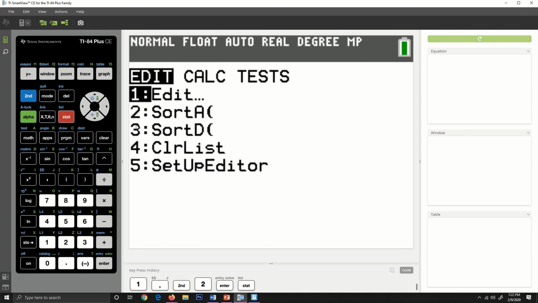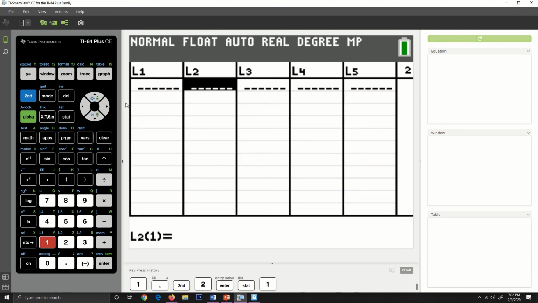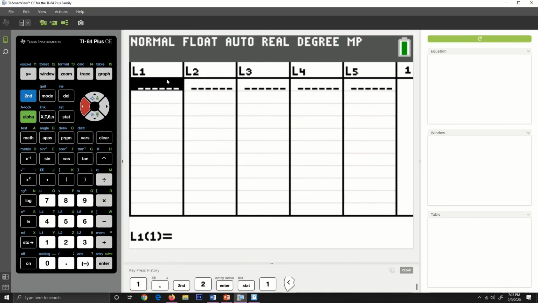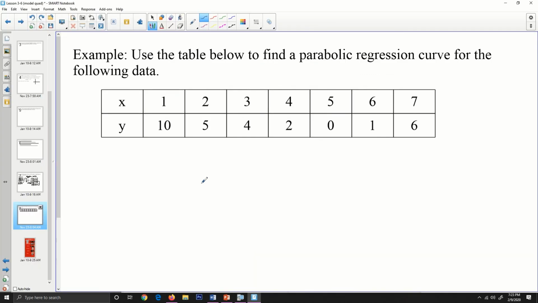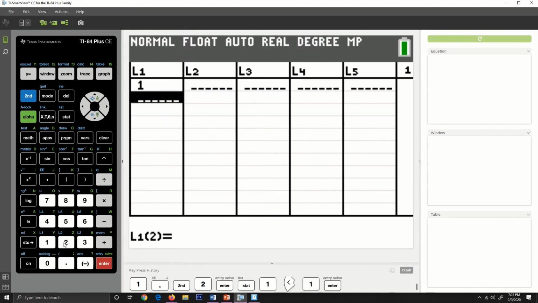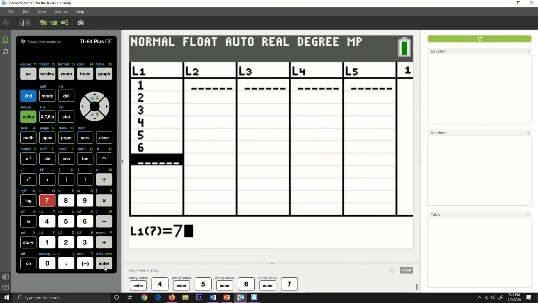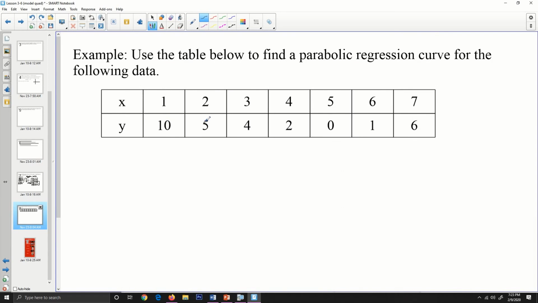I'm going to hit stat. Now we're going to edit. We see there's no data in there, so we're going to move over to 1. Again, they give us the data horizontally, and we're going to enter it vertically. So our X list is going to be just this list here, 1, 2, 3, 4, 5, 6, 7. That's easy. 1, enter, 2, enter, 3, enter, 4, enter, 5, enter, 6, enter, and then 7, enter. And hit my right arrow key. That'll bring me into list 2.